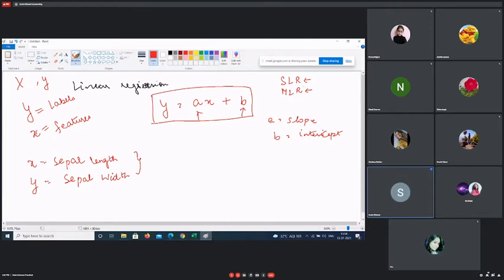Think, everybody should answer. Ma'am, in simple linear regression we have only one feature. Exactly, we have only one feature. Getting my point, class? I hope so.